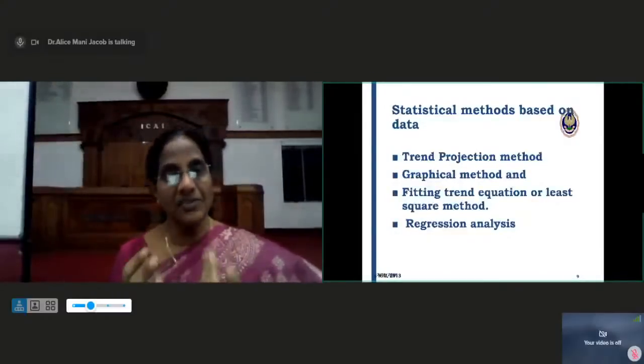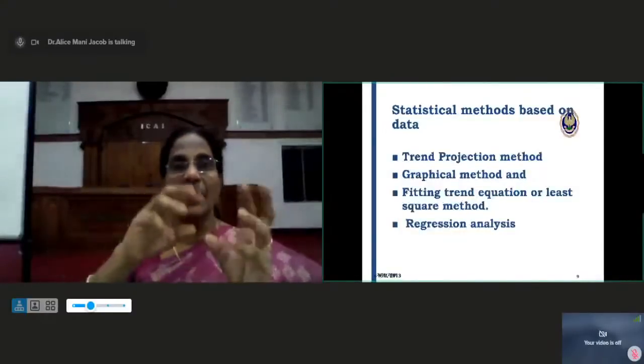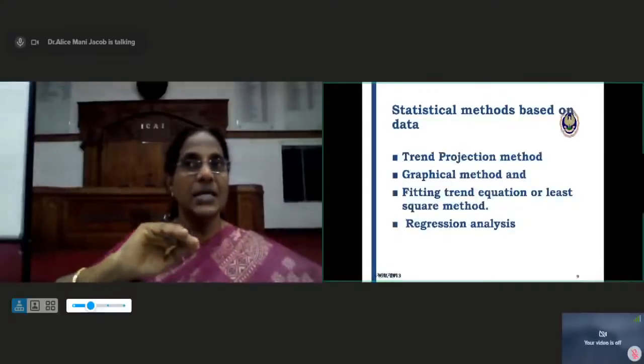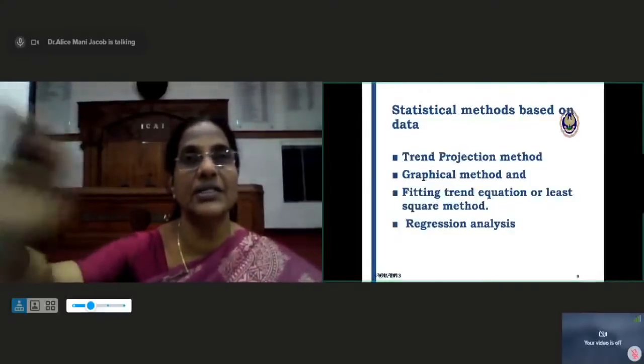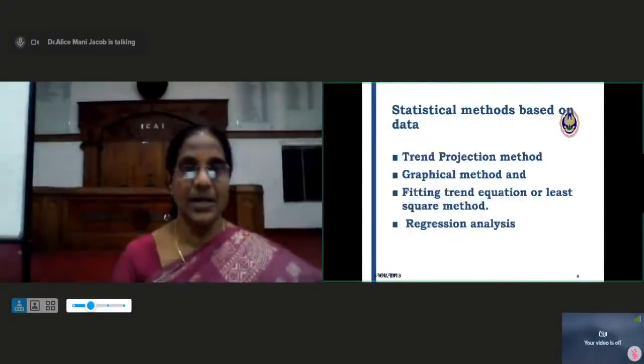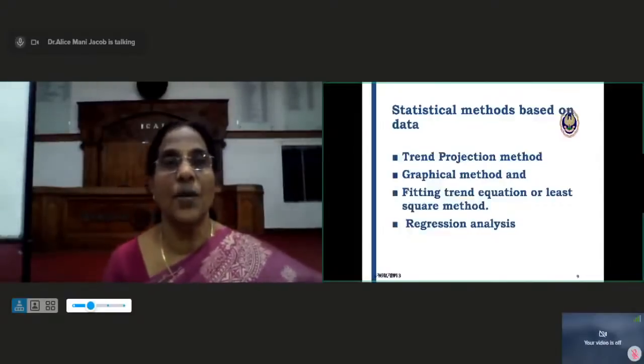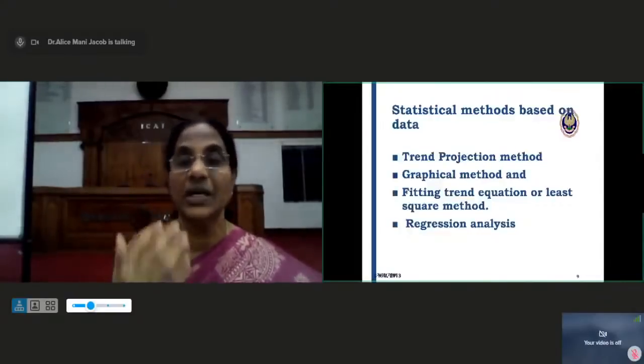Graphical method is also the same. Put x, y, put the graph and write all the figures, and project it to a future date. Just extend the line of best fit. Fitting a trend equation is your regression. I hope after correlation you study a lesson on regression.